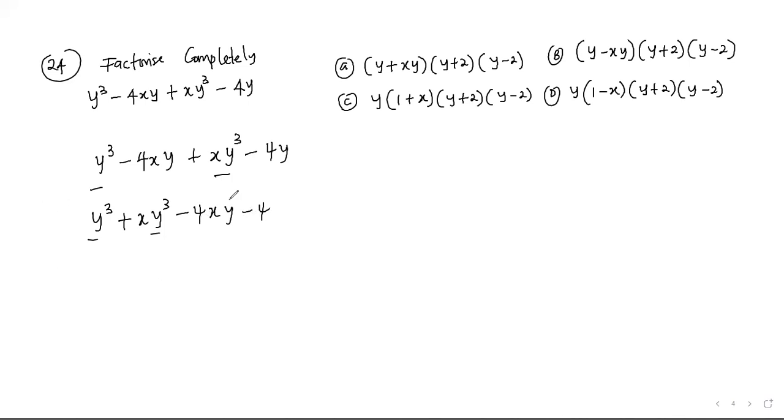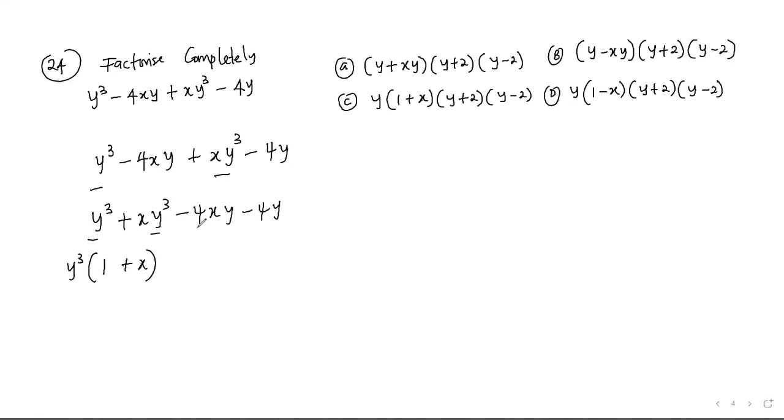All right, I think here is 4xy. Here should be 4y. So here is 4y, not 4. Sorry about that. So let's go back to factorizing now. So we have y cubed. So factor out your y cubed. What will be left is 1 plus x, just like we did before.